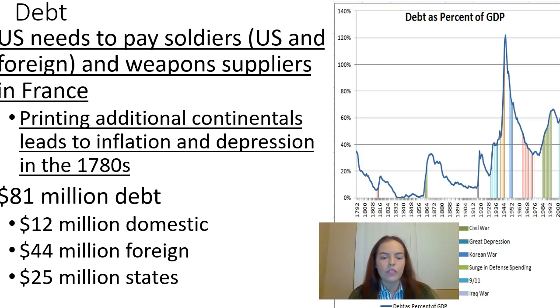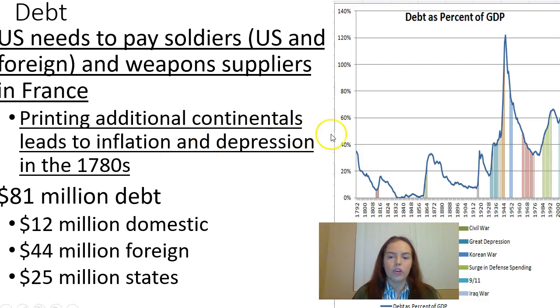So this would be as if the state of Virginia decides that they would like to pay their soldiers off, which makes the Virginian soldiers happy. However, now the actual state of Virginia is in debt. So about $25 million from the $81 million of debt comes from this state debt.